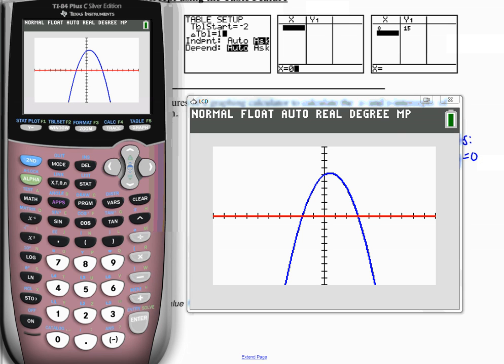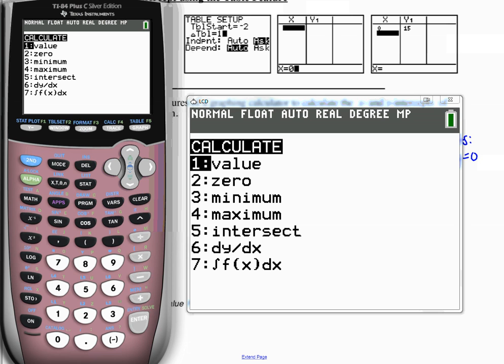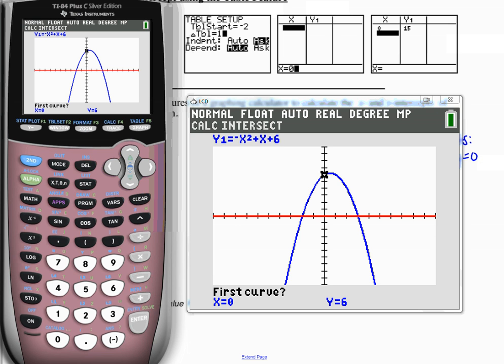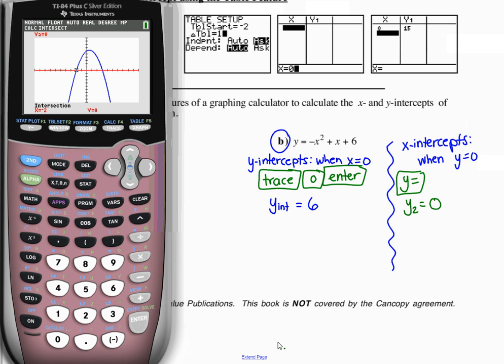The intersection. So what do we push? Second, trace 5. Do we have to scroll to the one we want? Yes, because there are 2. So scroll there, and then push enter, enter, enter. So -2.